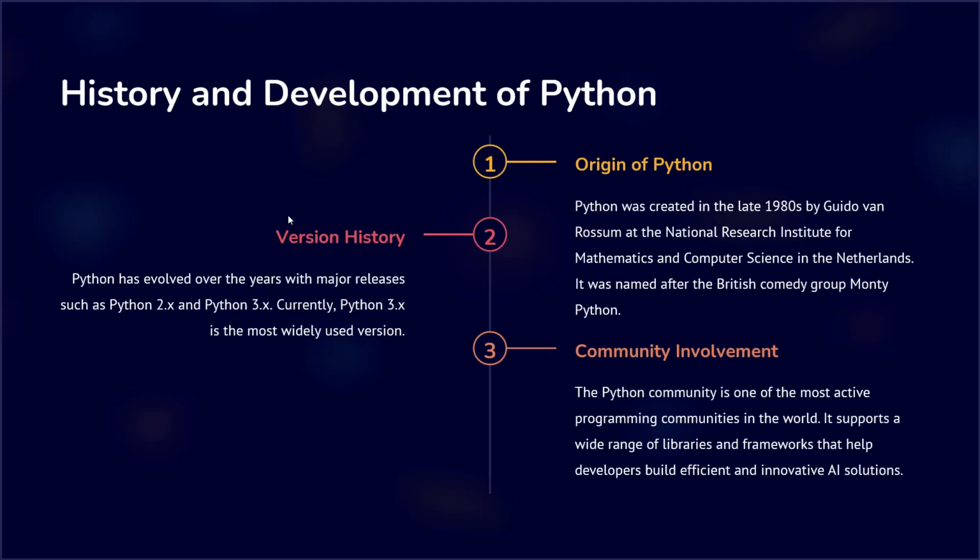So we have many versions like 2.x, 3.x. Currently most worldwide it is used as 3.x. Community involvement is so fast and active. The Python community is so good because of the support they give with the libraries, the frameworks, and the built-in functions the language has, so the involvement is so good.